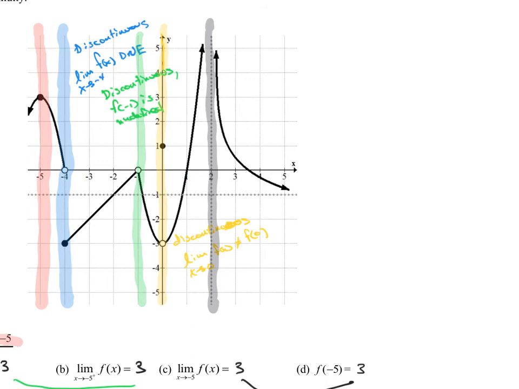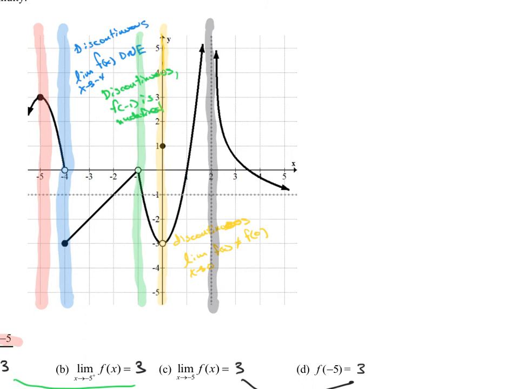Okay, so what happens then at that point? Is there any defined point? Is there any closed circle there? The answer is no. So what does that mean? That means the function does not exist. So the function is undefined at that point. The function does not exist at that point, or the function is undefined at that point. So that's the answer to part D.